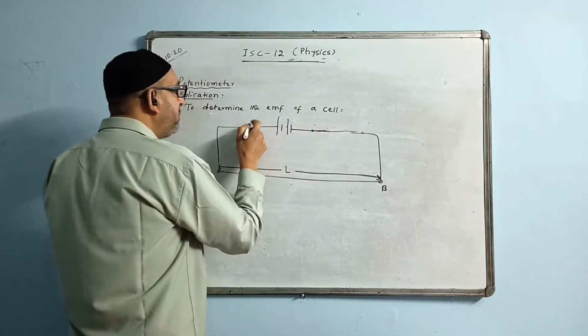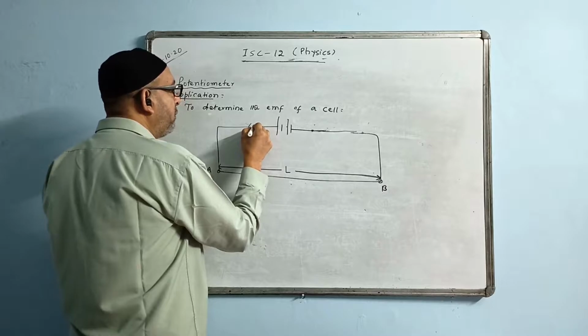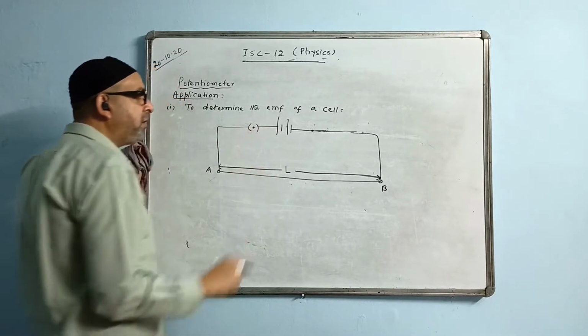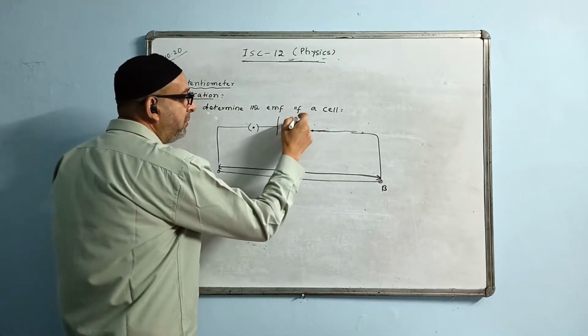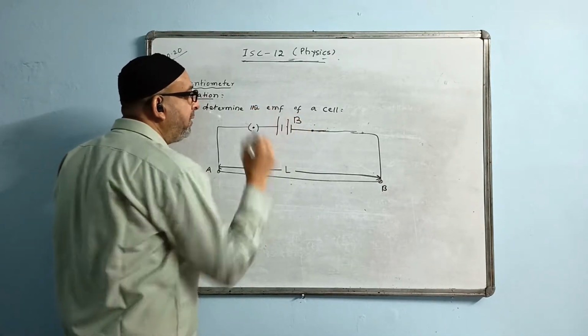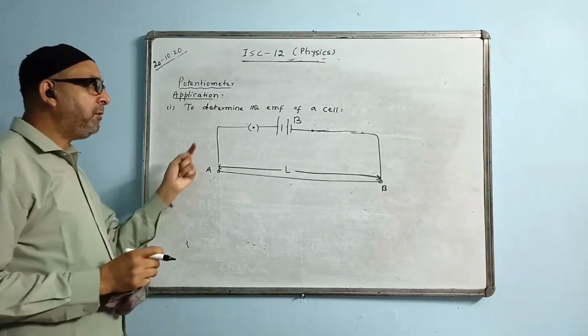So I will be using the key over here, and the key must be closed like this. That is, you are allowing the current to flow through it. The EMF of this cell. So this is a battery B over here. We are having a battery B over here.